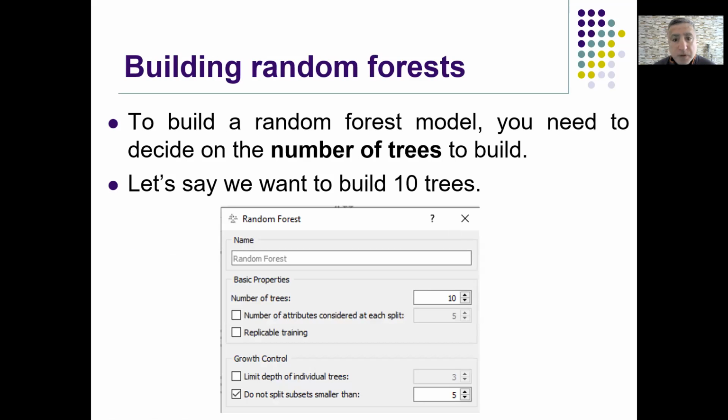Let me show you more details. To build a random forest model, you need to decide the number of trees first. So how many trees will be in that forest? Let's say we want to build 10 trees. So here, basically, you see that in the orange, we decide the number of trees.